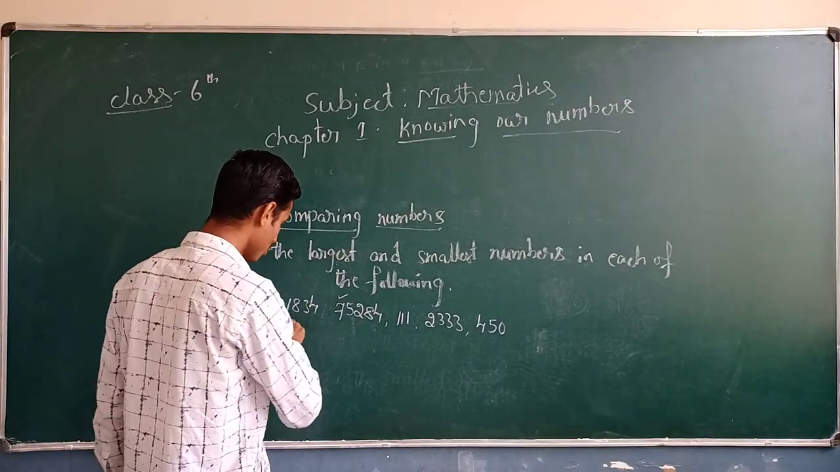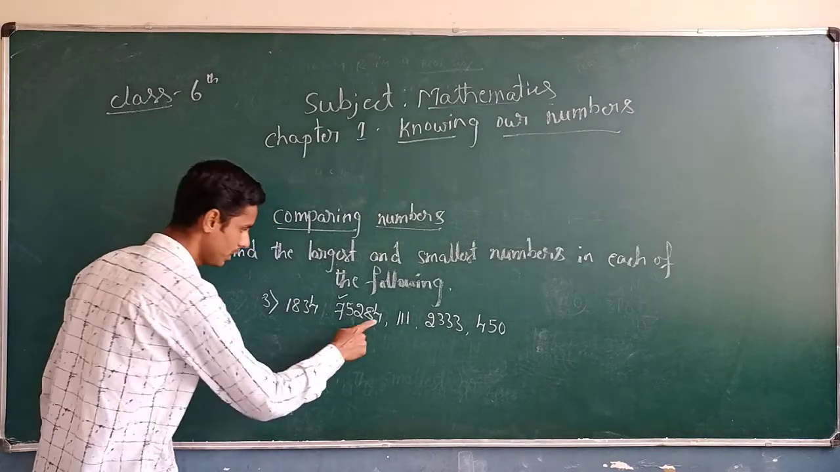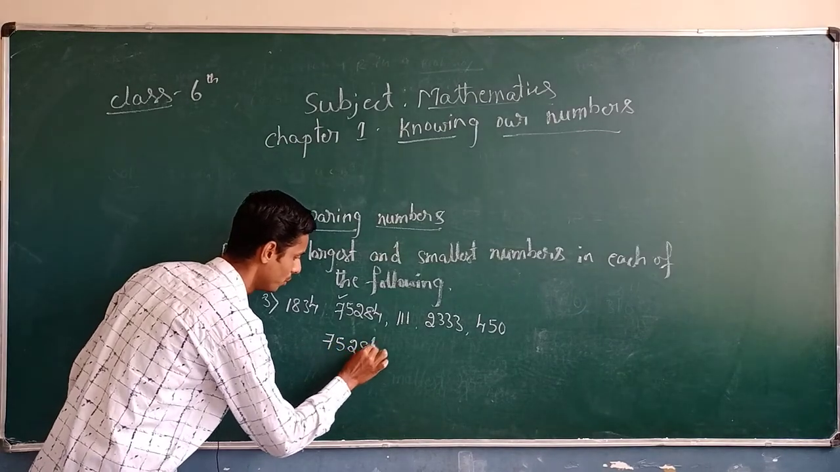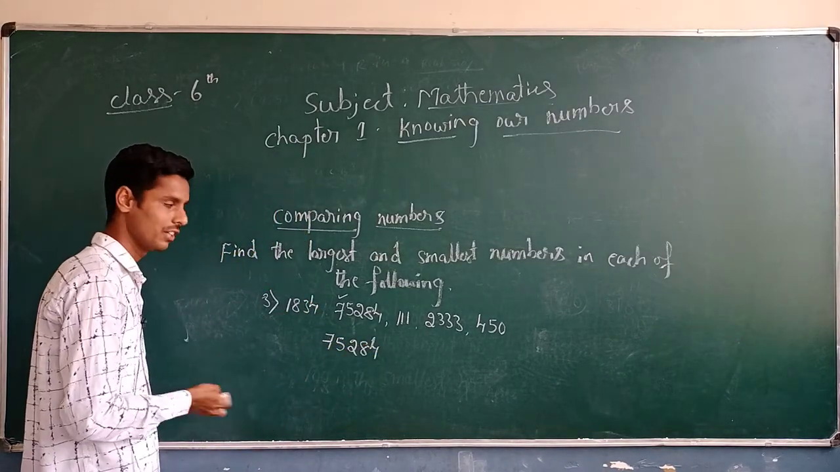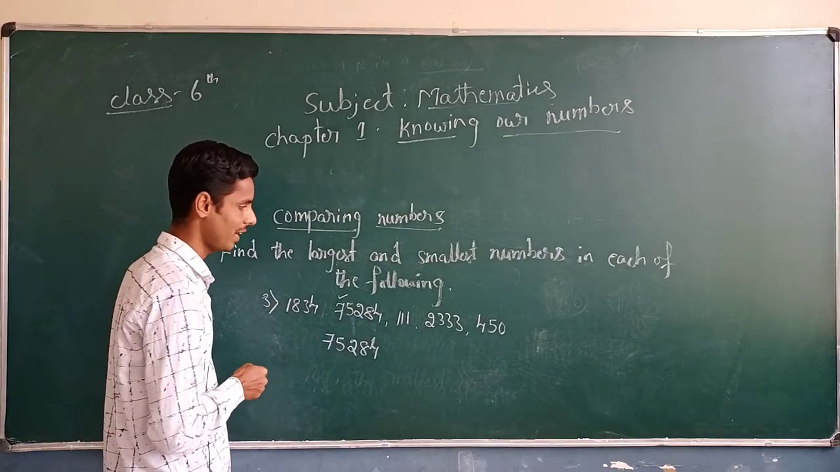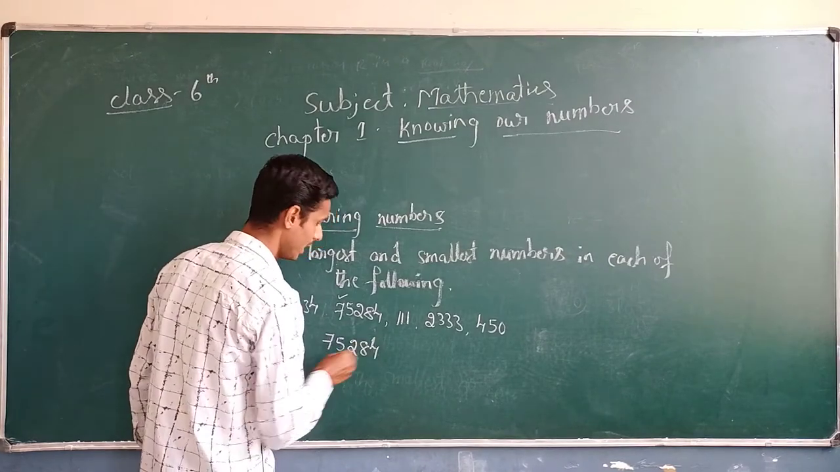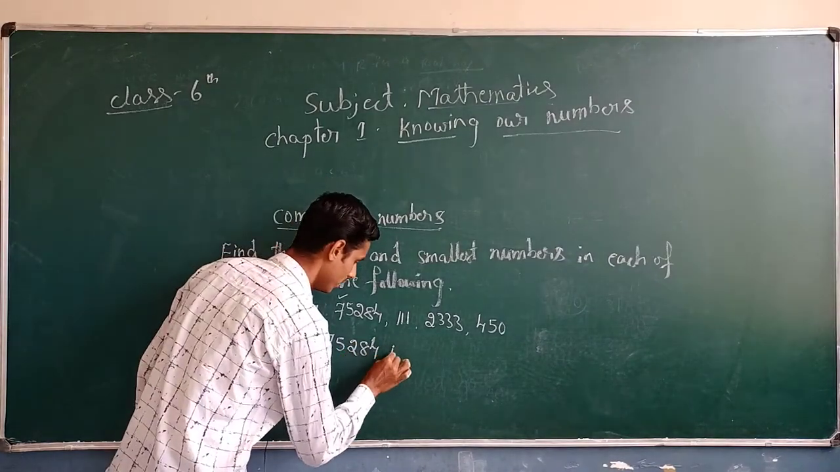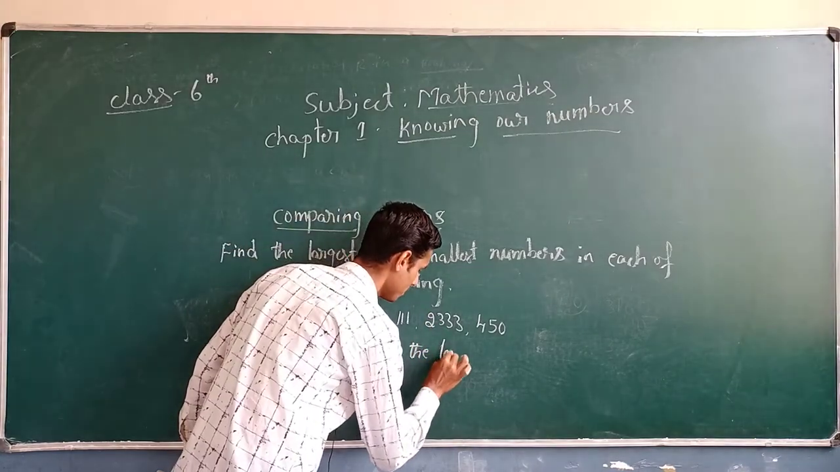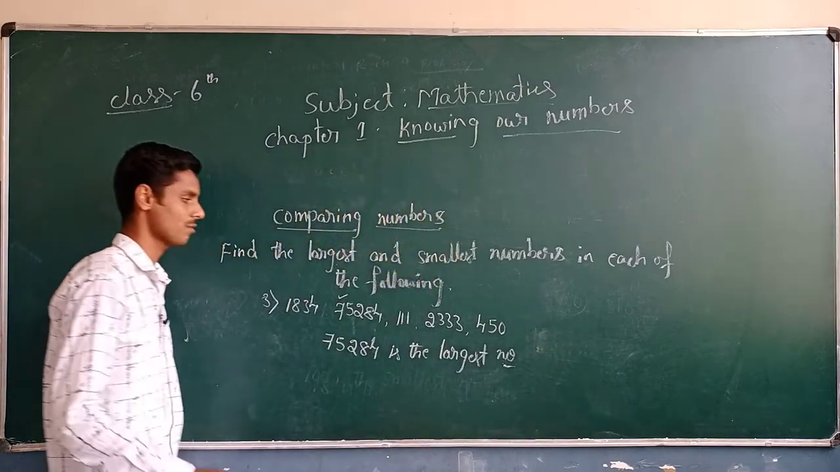So therefore, 75,284. This number consists of 5 digits, so no other number consists of 5 digits. So therefore 75,284 is the largest number.